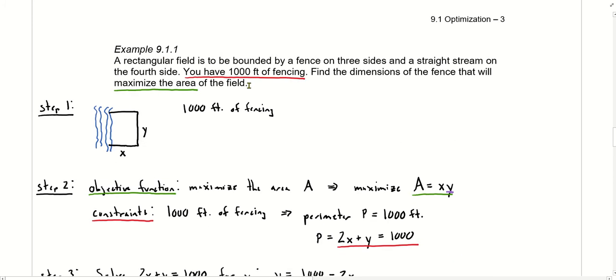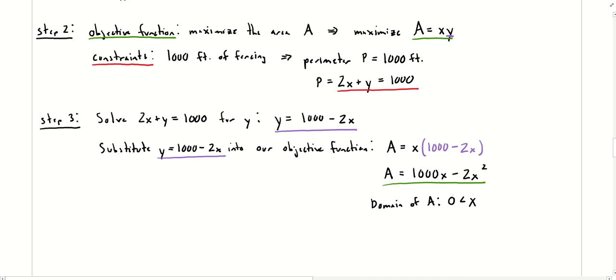And also, I know that I want this fence to be bounded on 3 sides, meaning that I can't have an X of 0, because if X is 0, I don't have 3 actual physical sides. I'm just going to have a fence that's sitting next to the water, which doesn't make a lot of sense. All my fencing would go to Y. So in terms of the lower limit of X here, X needs to be greater than 0.